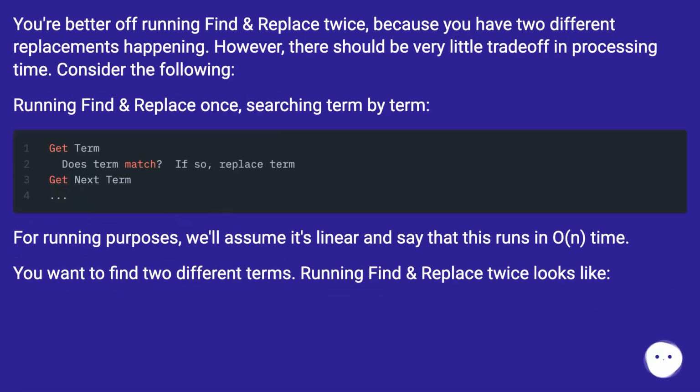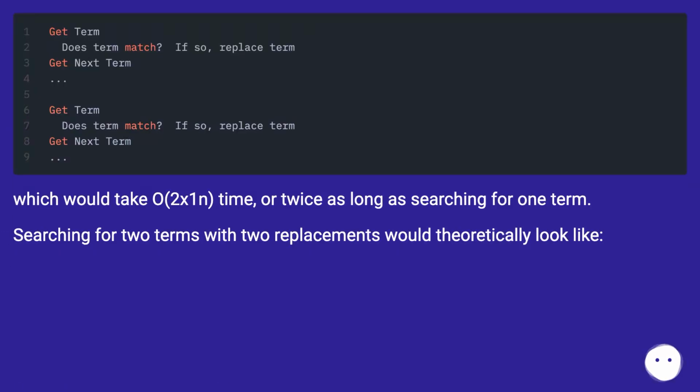You're better off running find and replace twice, because you have two different replacements happening. However, there should be very little trade-off in processing time. Consider the following. Running find and replace once, searching term by term, for running purposes we'll assume it's linear and say that this runs in O(n) time. You want to find two different terms. Running find and replace twice looks like this, which would take O(2x1n) time, or twice as long as searching for one term.